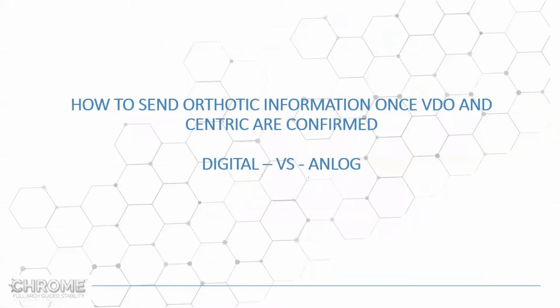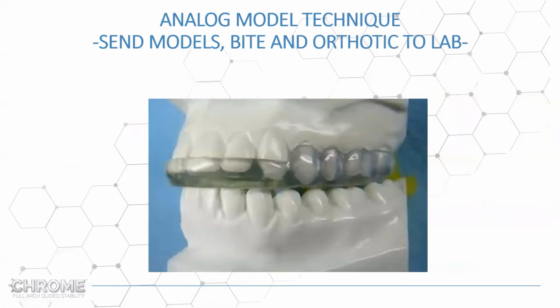Okay. So how can a doctor send orthotic information to you so that you can continue with the case? They can do it digitally or analog. With the analog type, you would send the adjusted orthotic with upper and lower models in, and you would scan that into the software with the orthotic in place. And then you would merge another model in there without the orthotic, so we could build the setup and whatnot into that information.